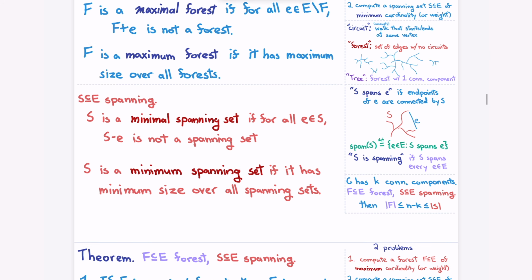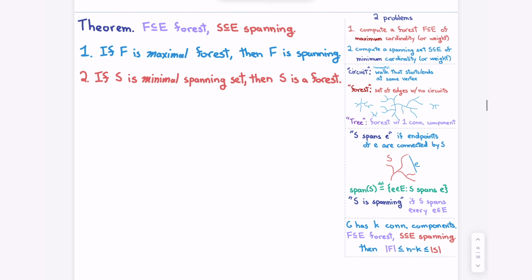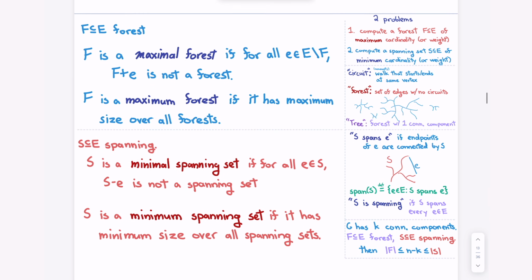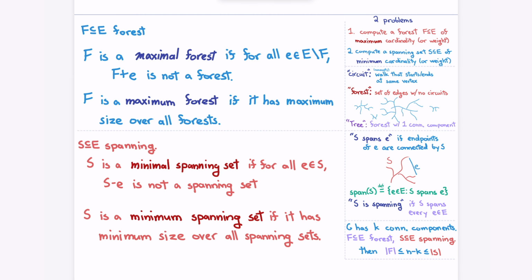We're going to try to show that. So an algorithm that gets a maximal forest is very easy. You just go through the edges. Can I add this edge? Maybe, maybe not. Can I add this edge? Maybe, maybe. When you get stuck, you have maximal. Same with minimal spanning set. I can keep removing edges as long as I retain the spanning property.